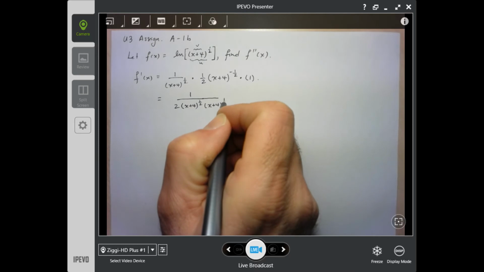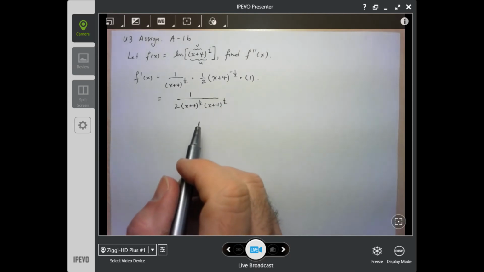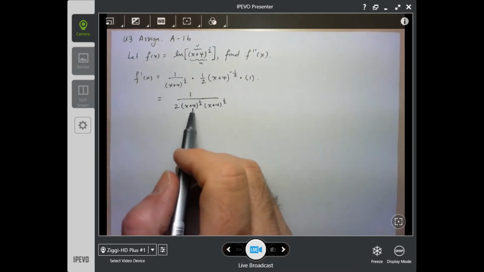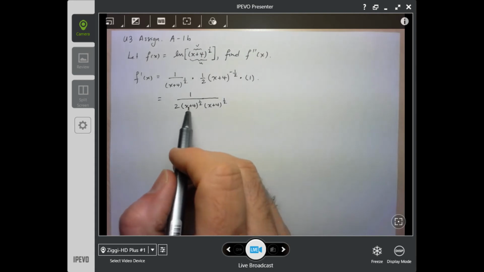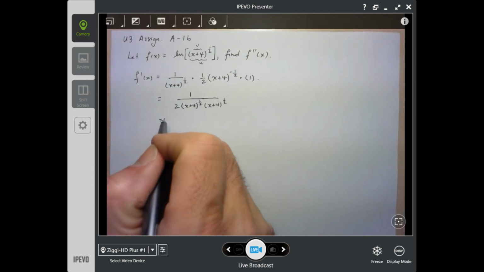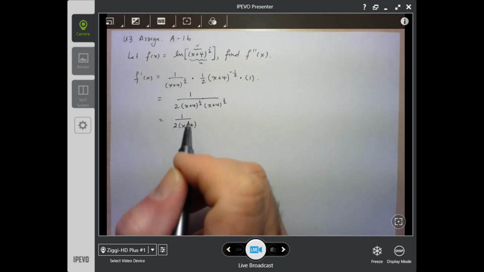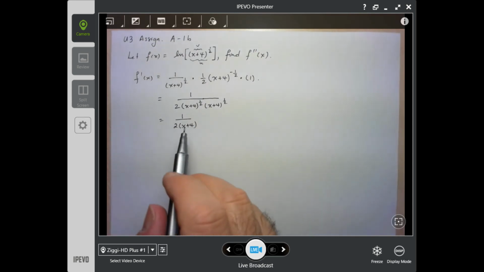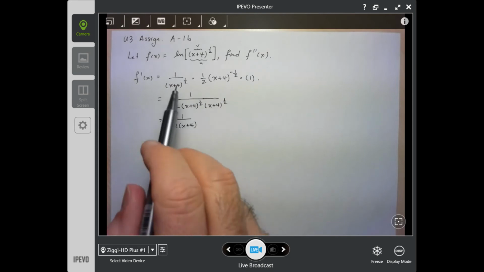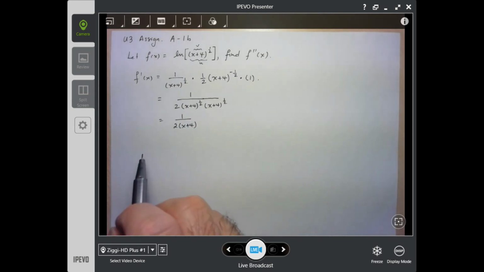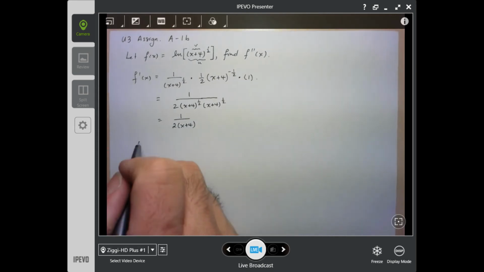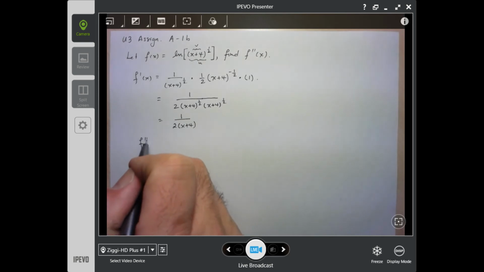So x plus 4 to the 1/2, and here I realize that I can simplify further, because x plus 4 to the 1/2 times x plus 4 to the 1/2, same base, add the exponents, I'm just left with 1 over 2 times x plus 4. So it's definitely worth simplifying, because I came out to something that was much, much simpler than what it looked like at the beginning. All right, so now we can go ahead and take the second derivative.